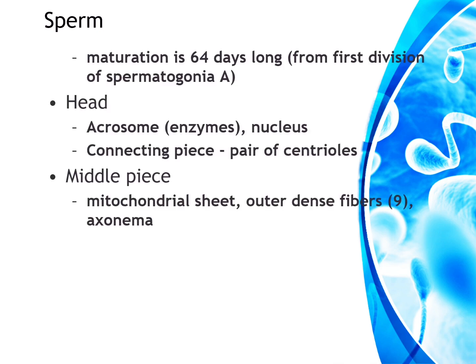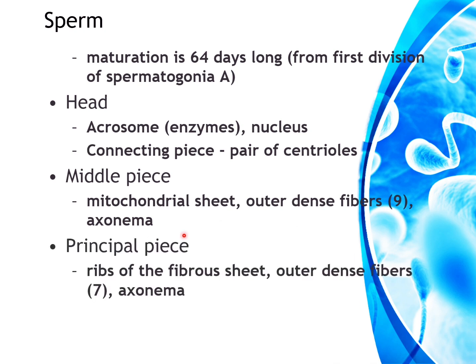Next, what is the sperm? The total maturation time of the sperm is 64 days from spermatogonia A to the first meiotic division. It has the head having the acrosomal enzyme and the nucleus, the connecting piece having a pair of centrioles, and the middle piece having the mitochondrial sheath, outer dense fibers and axoneme. Also the principal piece, which has ribs of the fibrous sheath, outer dense fibers and axoneme.